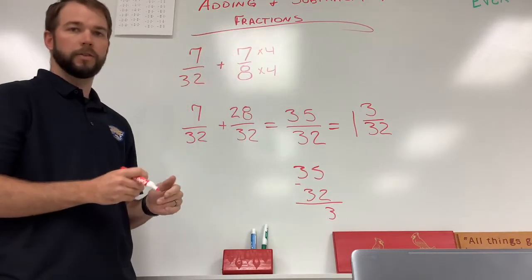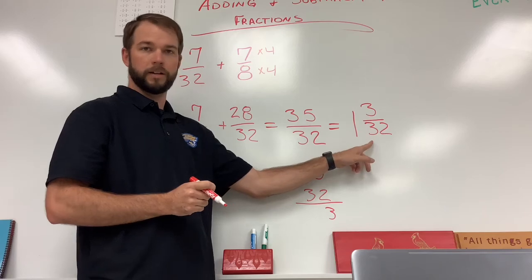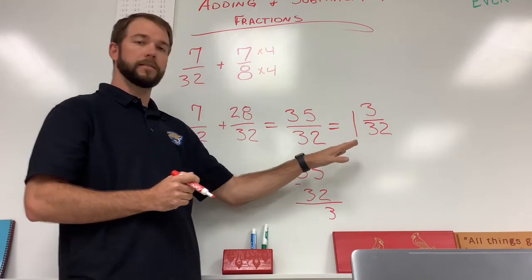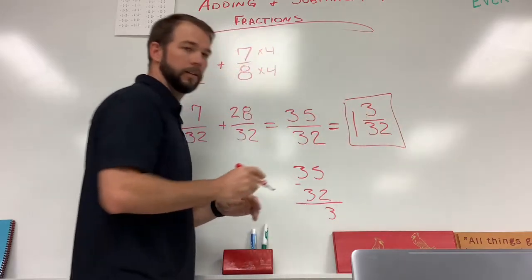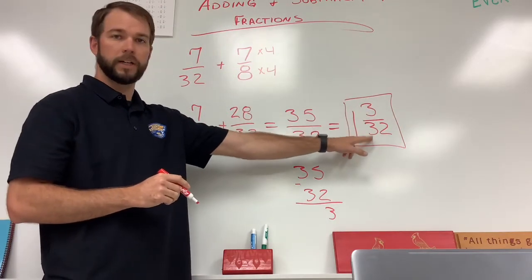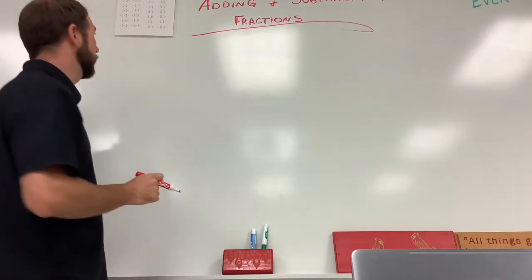Remember, the key is to always check to see if you have an odd number on top and an even number on bottom. If that's the case, that is simplified and we are done. And 3 is odd on top, even on bottom. That's our answer. Okay? Okay, I'm going to do one more for you.